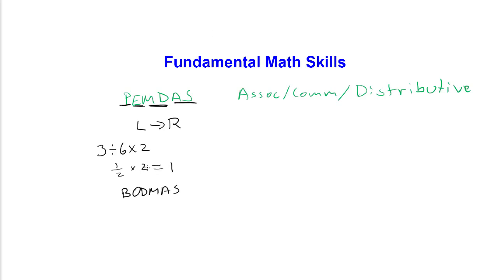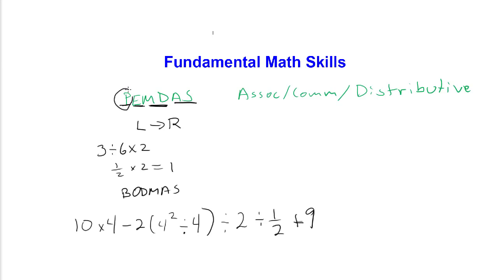So let's look at a quick problem. Okay, if I had the following, 10 times 4 minus 2, quantity 4 squared divided by 4, divided by 2 divided by 1/2 plus 9. Whoa, okay, where do we begin? Well, we're going to begin going left to right. Oh, I do see parentheses, so I'm going to start there. 4 squared divided by 4. Well, that just becomes 4. So now I have 10 times 4 minus 2 times my 4 in parentheses, divided by 2, divided by 1/2, plus 9.